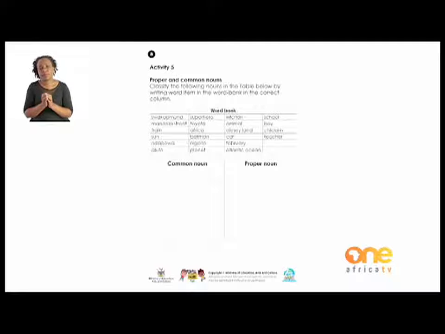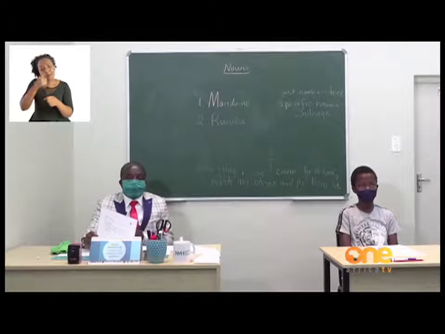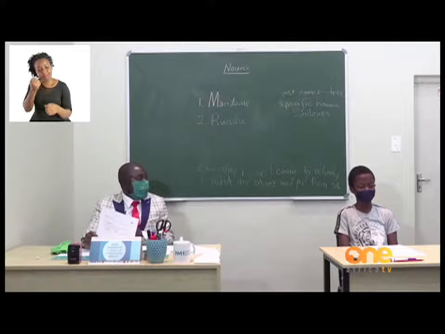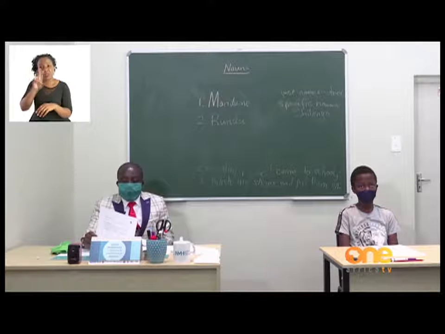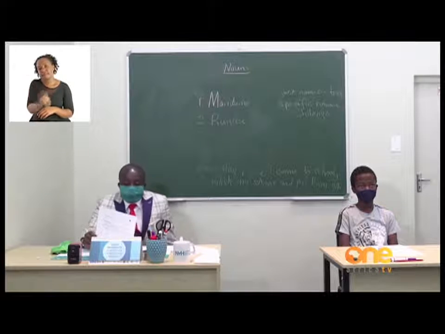We have the word bank there, where we have such words as Swakopmund, superhero, kitchen, school, etc. Now the question is saying, you classify those words as common nouns or proper nouns. Remember, we said proper nouns always begin with a capital letter, like Swakopmund, which is a town. We write it beginning with a capital letter.